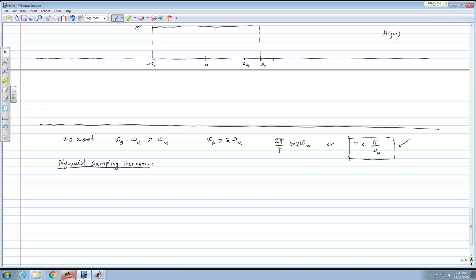Because you would like to build systems where the sampling is as slow as possible. If you want to sample something very fast, that means you have to build samplers that run extremely fast. You would like to get away with as little sampling as possible. So this theorem tells you you don't have to sample it too fast. It's enough for you to sample it with pi over omega m. And particularly, notice that it's inversely proportional to omega m, right? So if you are sampling signals which have small bandwidth, you can sample them very slowly. If you have signals that have very large bandwidth, you will have to take samples quickly.